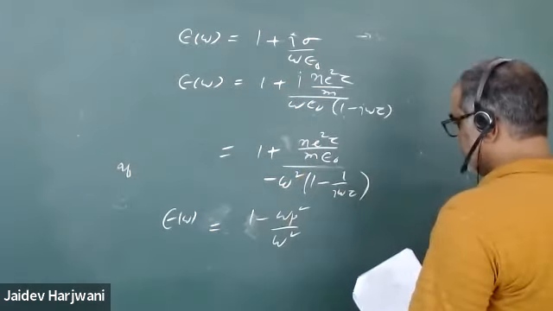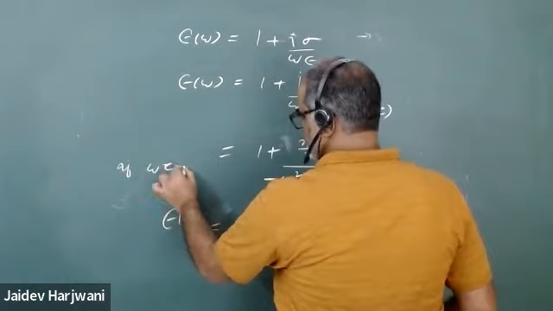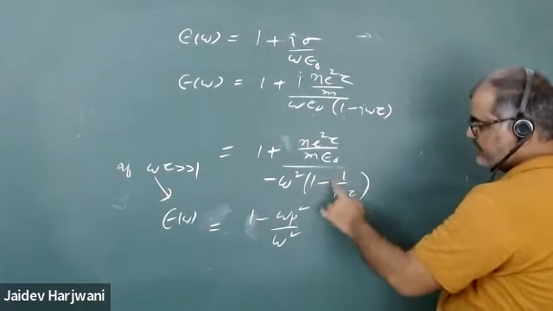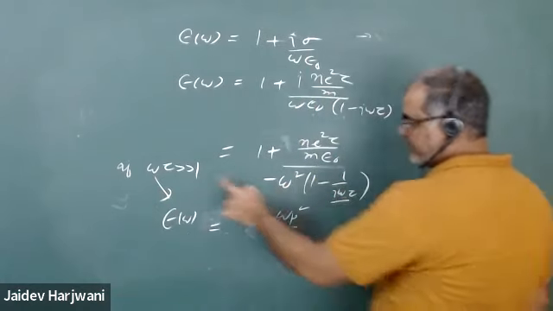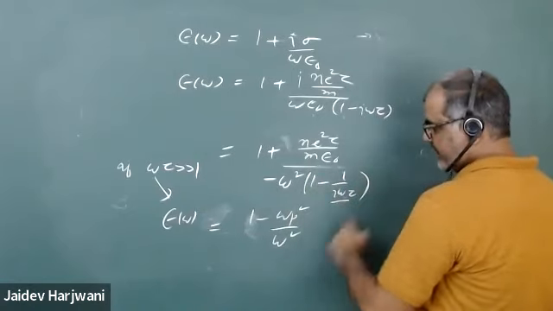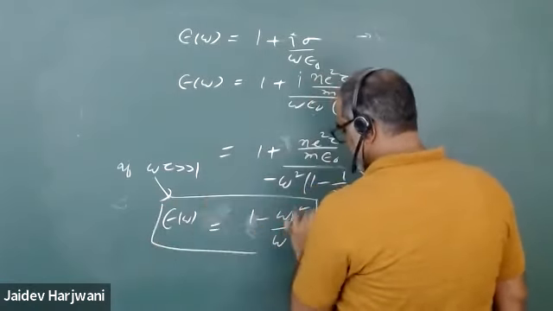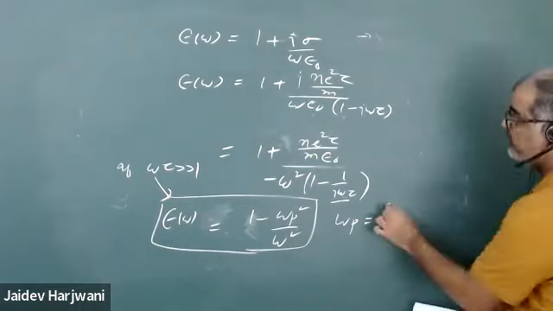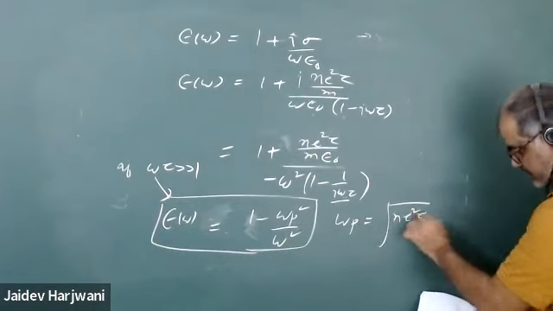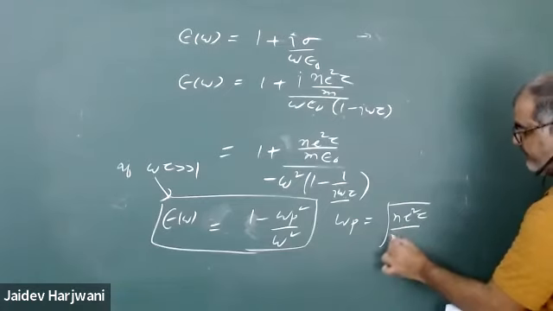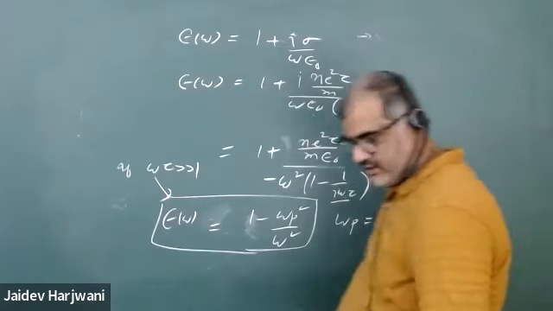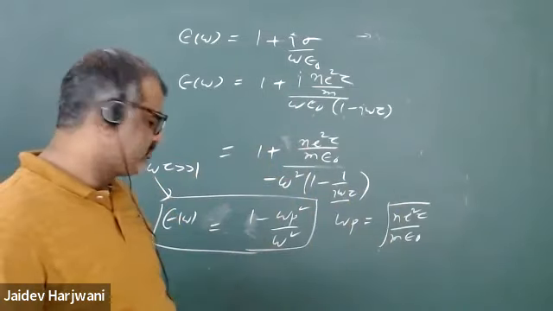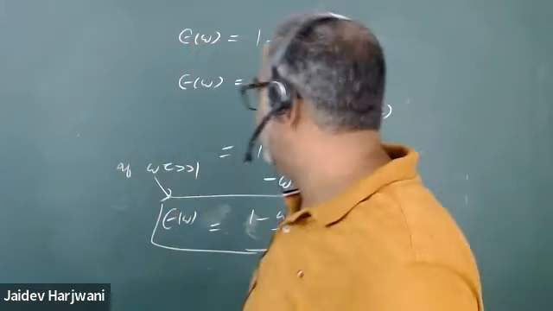If I put that ωτ is greater than 1, and I apply this limit, then I can neglect this part. If this part is greater than 1, then compared to this one I can neglect it, and finally I should get these things, where ωp is the plasma frequency. Its value is given by the square root of n e² τ upon m ε0. This is the important thing which I am discussing, this expression ωp² upon ω².